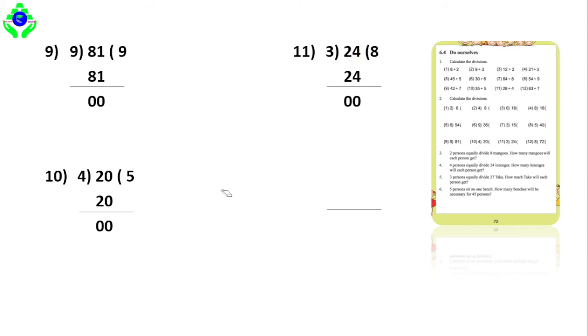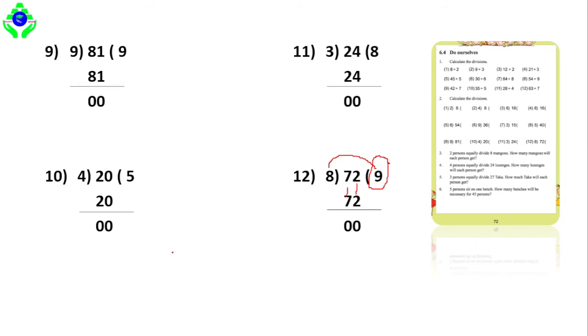If we see the solution of question number 12, the question was 8 divided by 72 is equal what? You know that if we multiply this 8 with this 9, the answer will be 72. If we subtract this 2 from this 2, the answer will be 0. 7 minus 7 is equal to 0. So the ultimate answer of this question is 9, and that's why we write a 9 here.